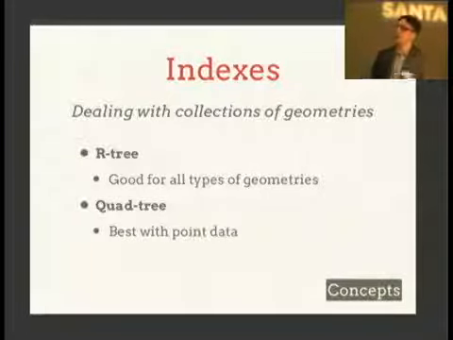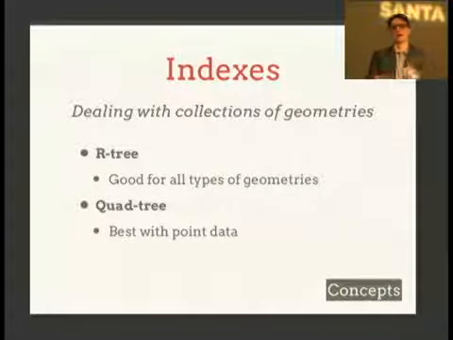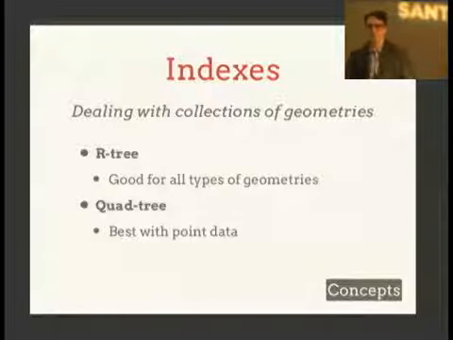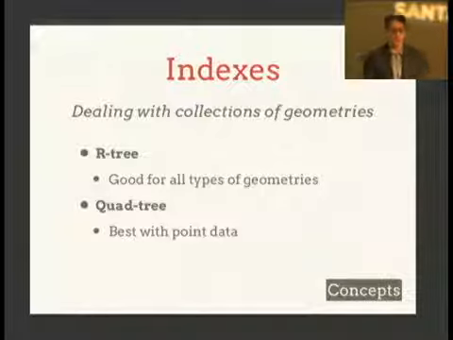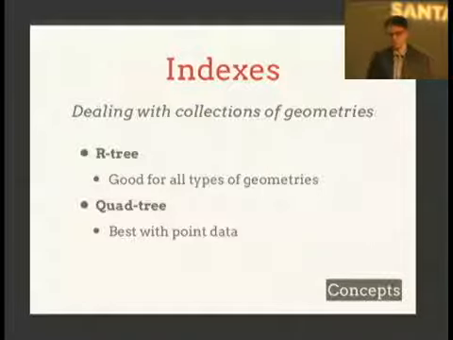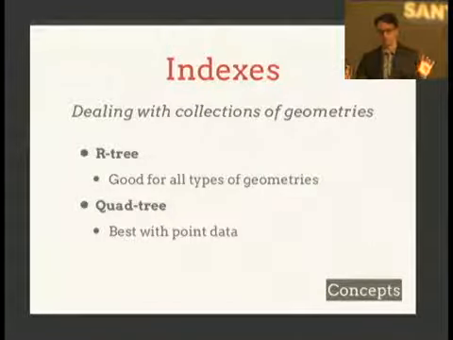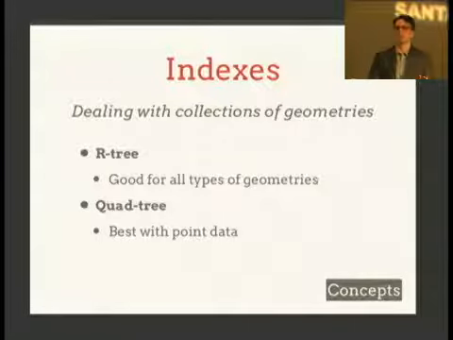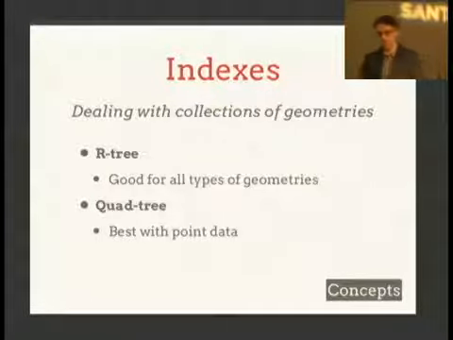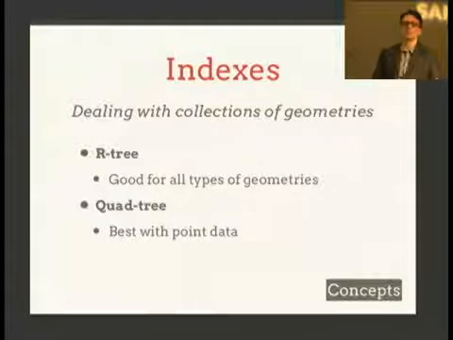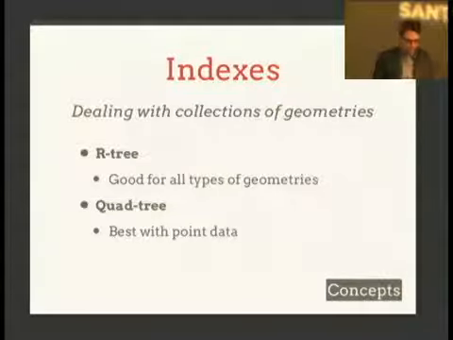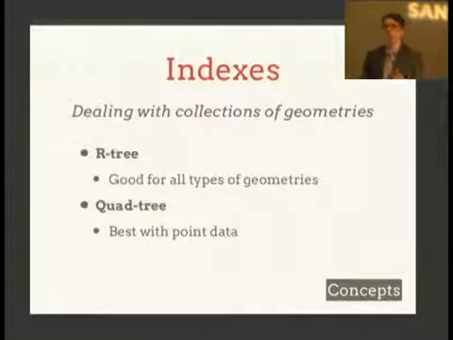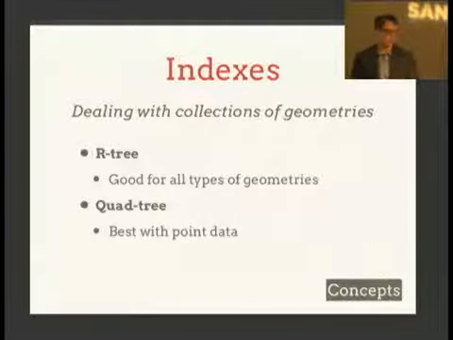And then not only are we performing operations and predicates on these geometries, we're dealing with collections of them. And here we start to get a little more practical. So how do we deal with these collections efficiently? Well, there are two big families of indexes that are unique to spatial data. The first one is the R-tree family. So this is good for all types of geometry, whether it's a point or a polygon. And then there's the quad tree, which is best with point data only.